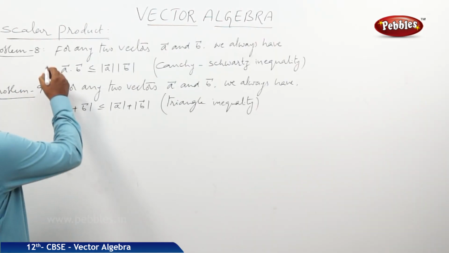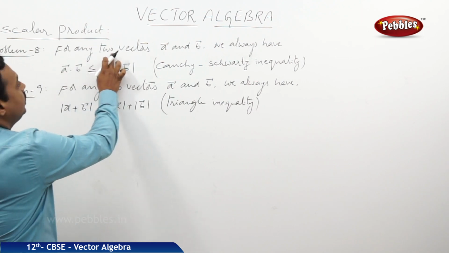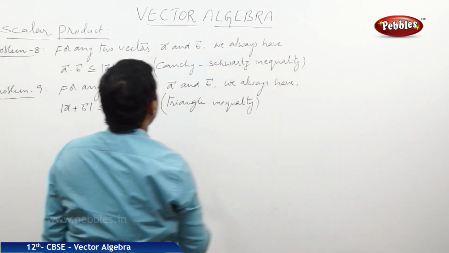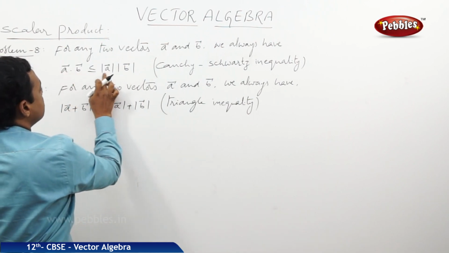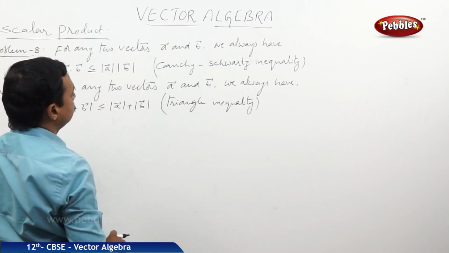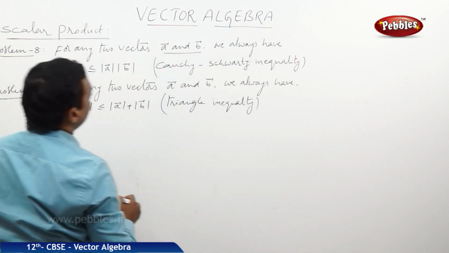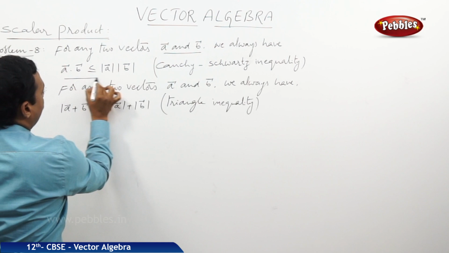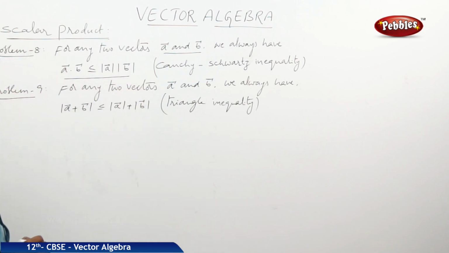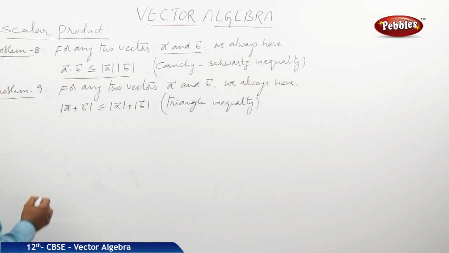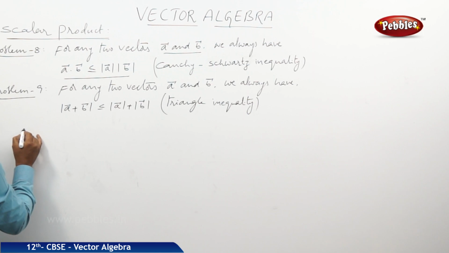Now, one more problem. For any two vectors A bar and B bar, we always have A dot B less than or equal to mod A mod B. This inequality always holds, A dot B less than or equal to mod A mod B, known as the Cauchy-Schwarz inequality. Now, let us prove it.